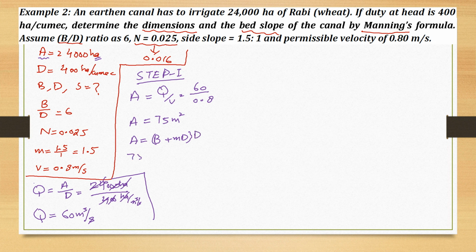So area is 75. We have unknown value of B. We have value of M as 1.5 from this point, and D is unknown, and there are two D's. So we can write it as 75 equal to (B plus 1.5D) into D. So we have to move on a little side from this point. So we can see here B by D equal to 6. We can also write it as B equals 6D.